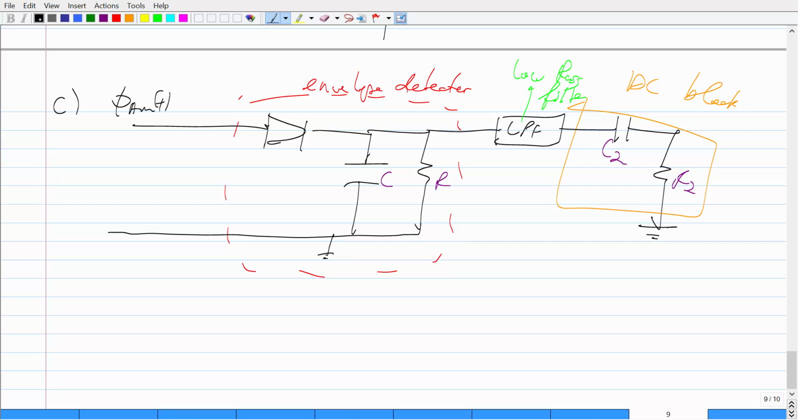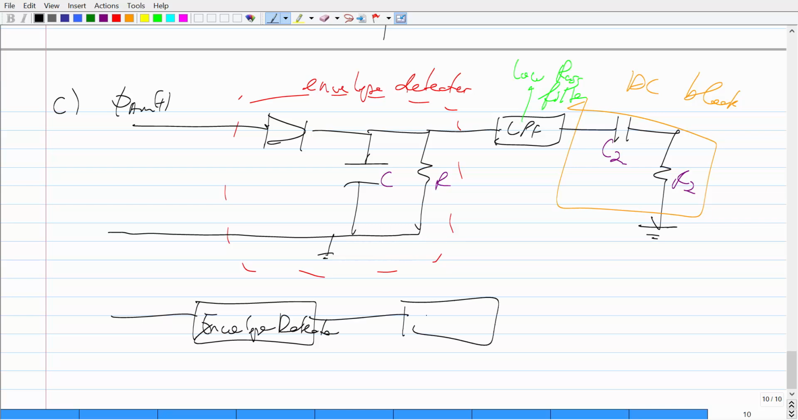Or yeah, you know what? It's up to you. If you don't remember it, you can just do it like this if you wish. Either one is acceptable. You go envelope detector, and then low pass filter, and then DC block. You can do it like that too if you can't quite remember what it is.